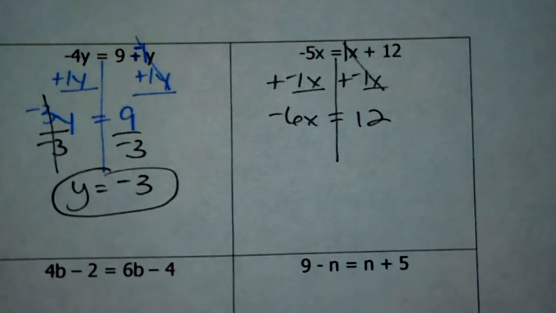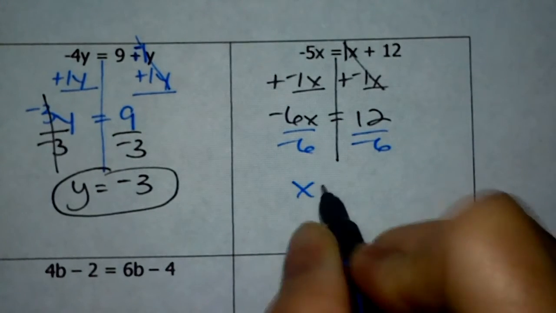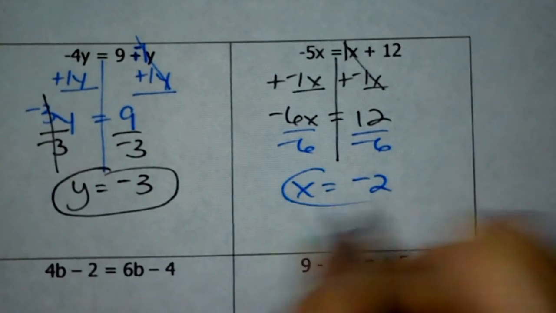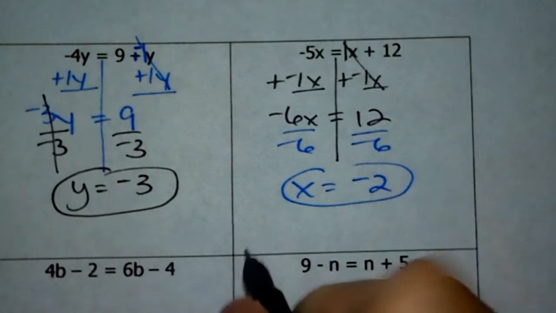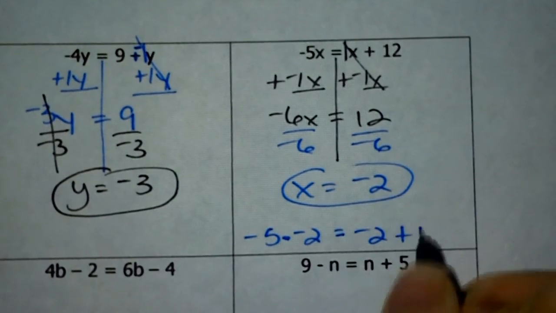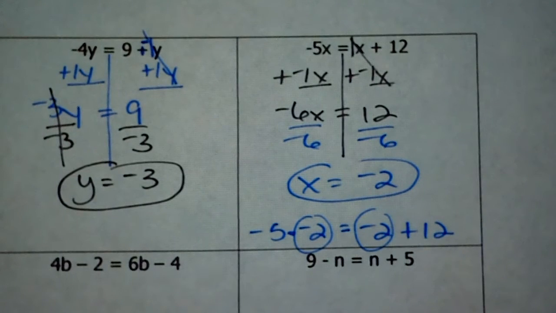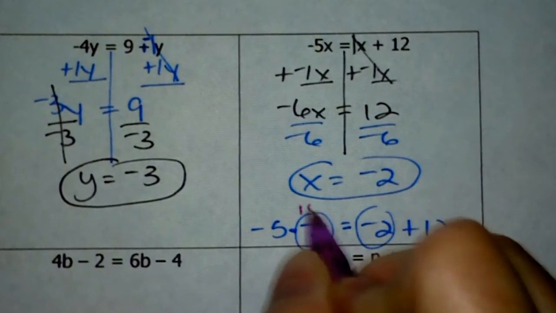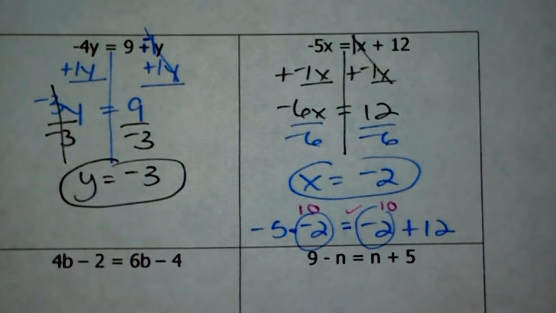So here's our little 1-step. Go ahead and divide by negative 6. And x equals negative 2. And again, one more time, just how to check it. If x is negative 2, then negative 5 times negative 2 should equal negative 2 plus 12. So I'm plugging in what x is to each side, and then you would just solve it. So negative 5 times negative 2 is 10. Negative 2 plus 12 is 10. And 10 equals 10. So that's how you'd know that you were right.